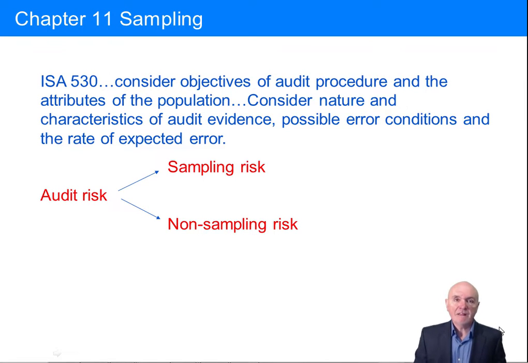Chapter 11 deals with sampling. Well, I've already said that most auditing relies on taking samples of documents or samples of observation of controls operating, whatever it's going to be. And based on that sample, you are going to be drawing conclusions about what's called a population.